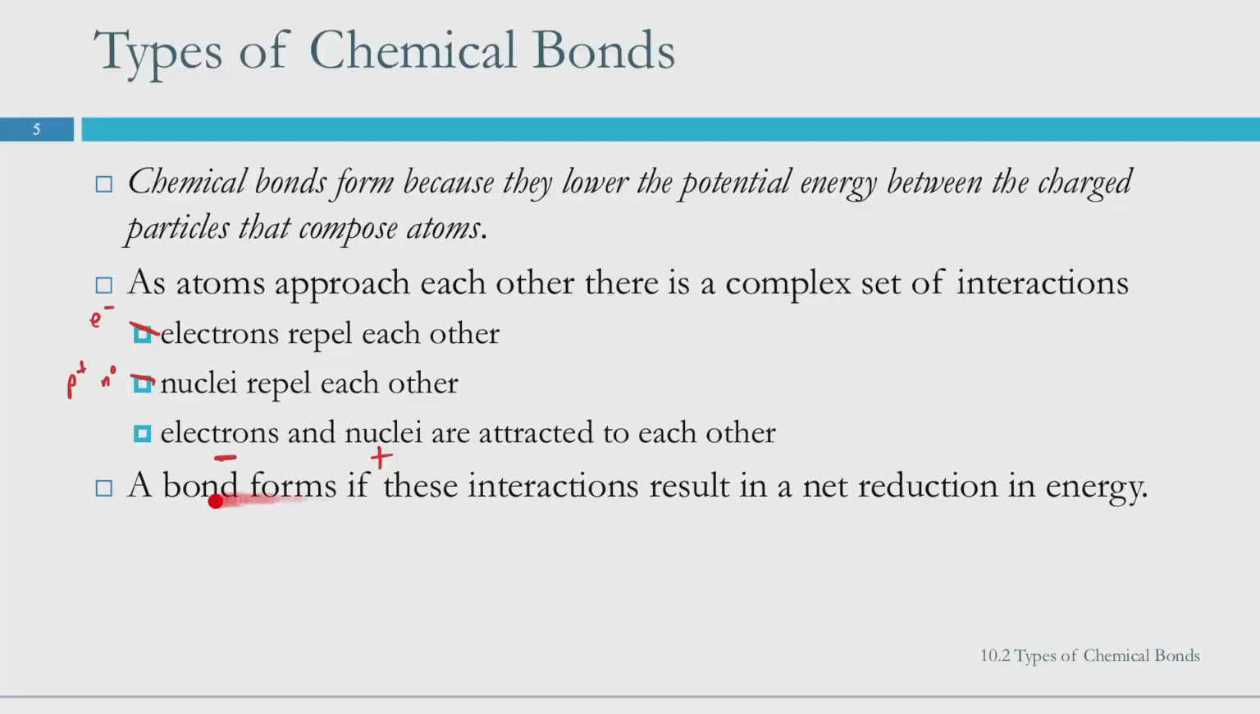A bond will form if it results in a net reduction in energy. Lower energy is more stable. Generally, if we're lowering our energy, we're increasing stability. It kind of settles into that lower energy state.